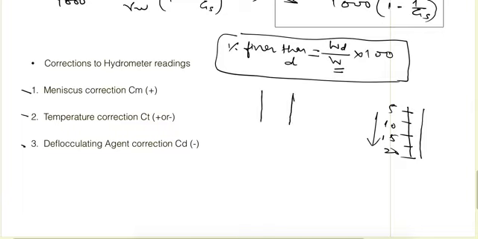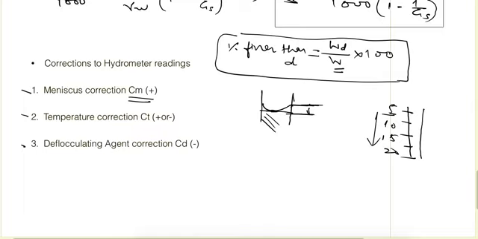When we take the reading, it will form a meniscus like this. So we should take the bottom value of this meniscus. But because of the soil suspension, this liquid will be opaque, so we cannot read this bottom value. So we take this top value, which will give us a smaller value, but the actual value will be bigger than that. So we'll add a correction of Cm.